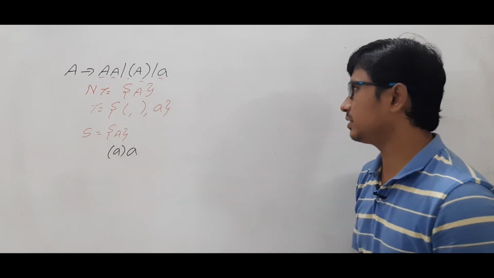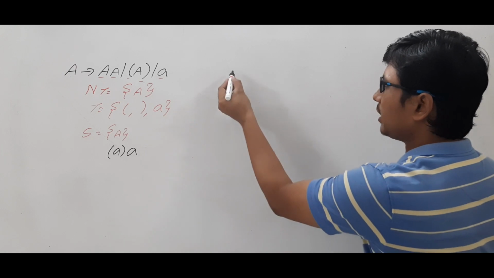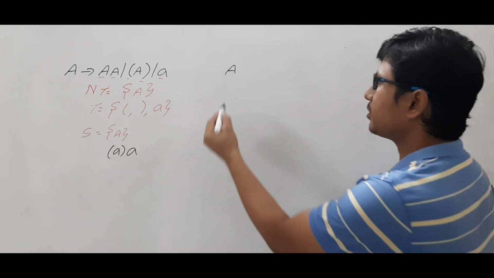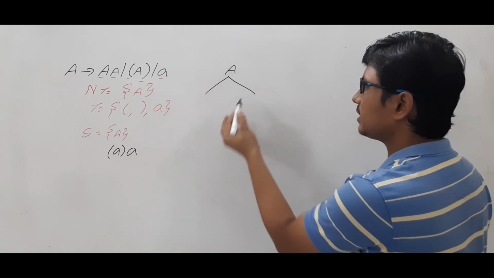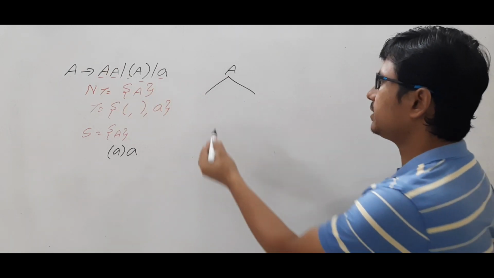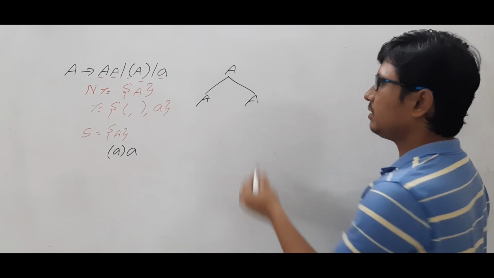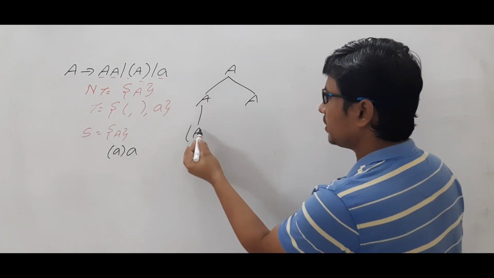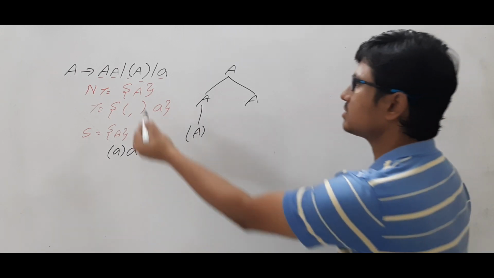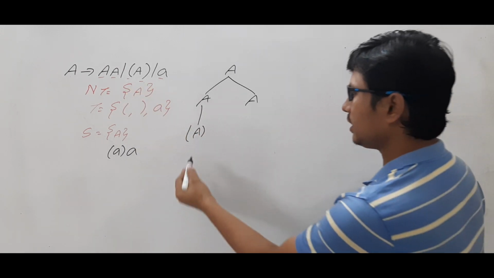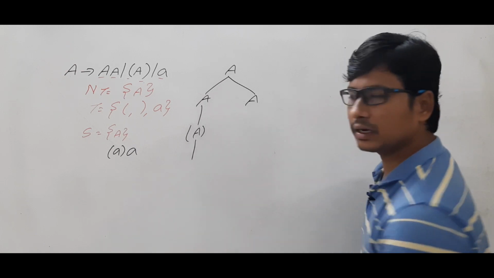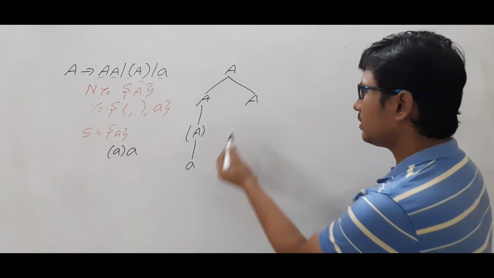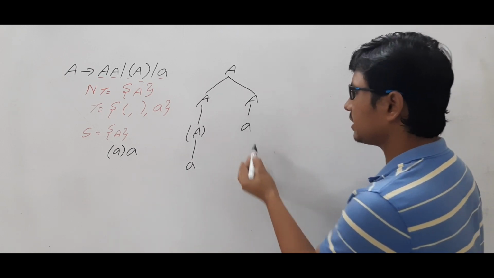Let's check it. What I have to do is start from the start symbol, capital A. From capital A I can derive AA. So let me derive AA. From A I can derive open braces A, closed braces. This one I am deriving. Now from this one I can derive AA. Then from this one I can derive A.